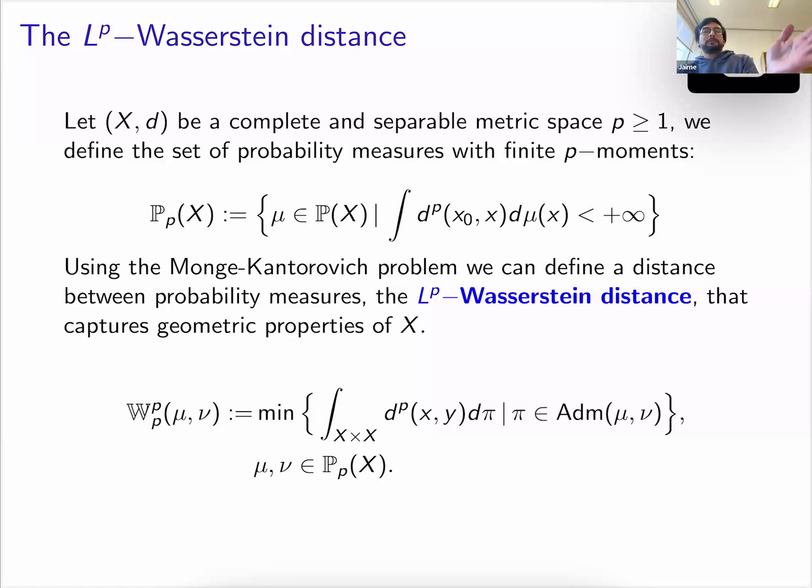The definition is just you take 2 measures, mu and nu, of finite p moments, and you look at the solutions to the Monge-Kantorovich problem. That is, I look at the infimum, the minimum, of the integral of the distance to the p power with respect to pi, where pi is an admissible plan. So I know that I will always find one that minimizes it, so there will always exist at least one pi that realizes this integral. And this will give us a distance between probability measures.